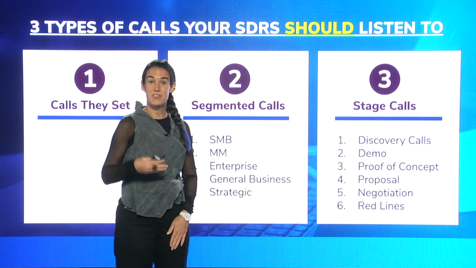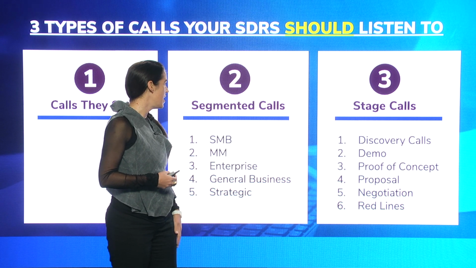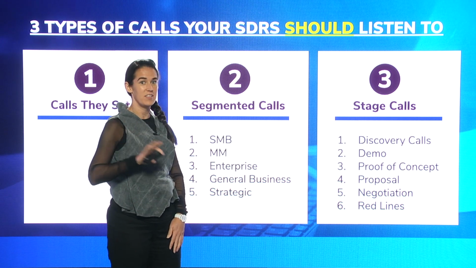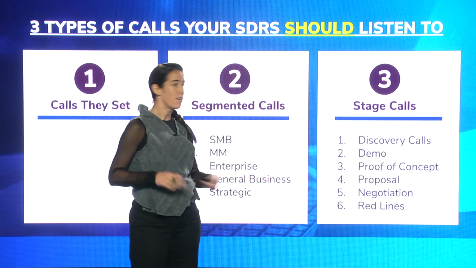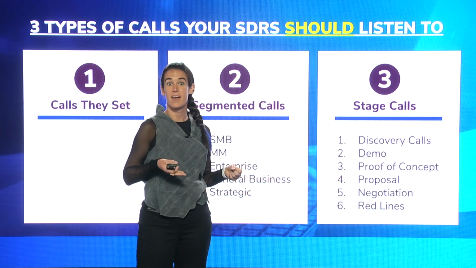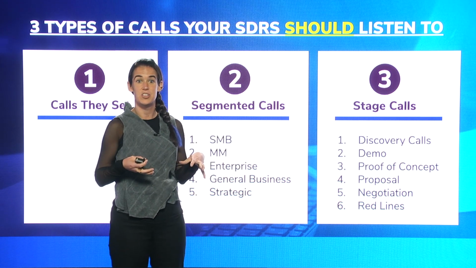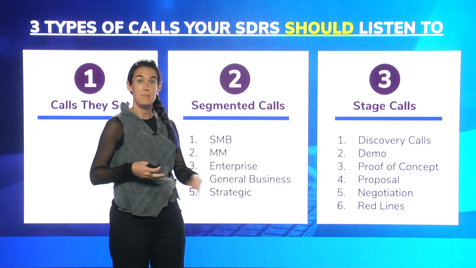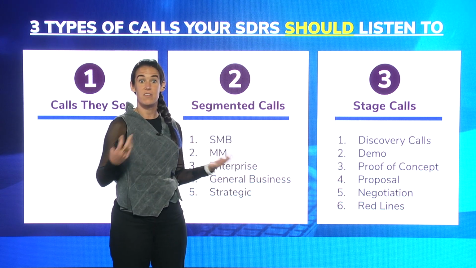So this is for the different stages of the sales cycle. There's a litany, not an exhaustive list here, but a litany of the different kinds of stages. But discovery calls, demo calls, proof of concept, proposal, negotiation, red lines, all very, very different calls. Some of these calls can be consolidated into just a few of them within SMB, for instance. But a discovery call and a demo call are very, very different.